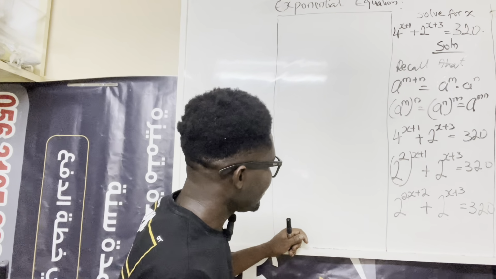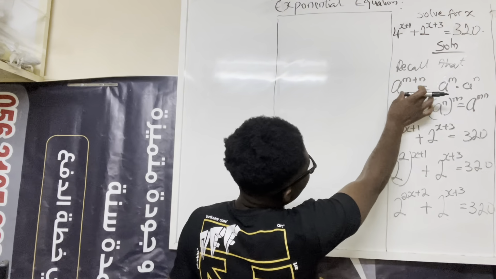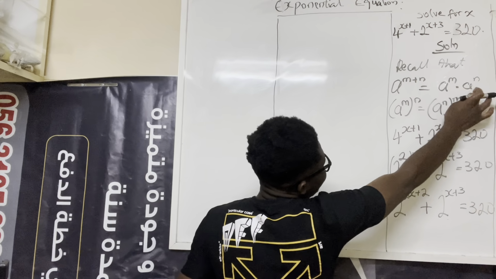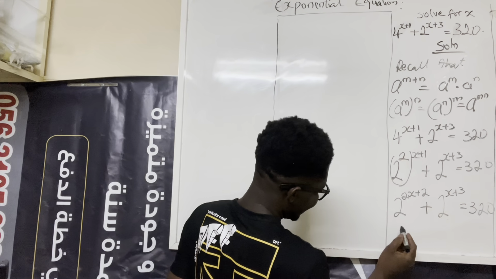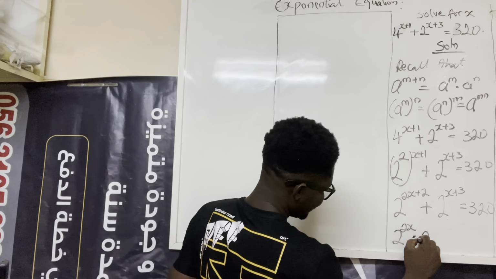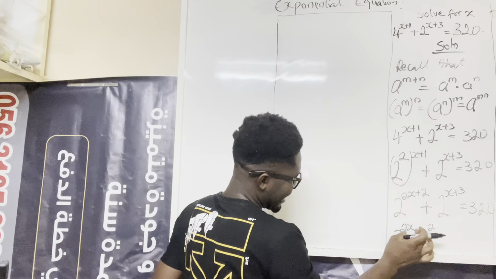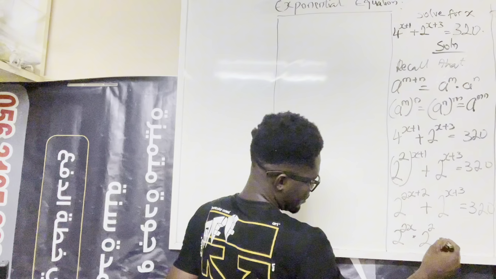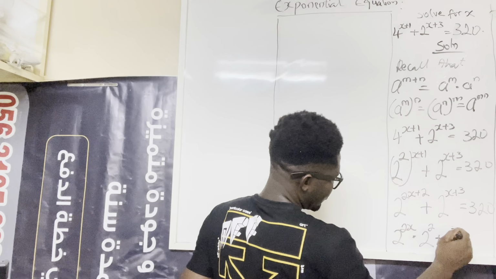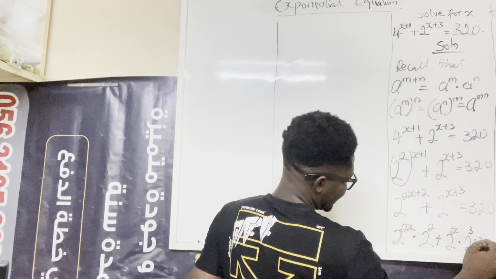Again, you have 2 raised to the power of x plus 3 equals 320. What are you going to do next? Come to this equation: a raised to the power of m plus n equals a raised to the power of m times a raised to the power of n. So let's split it here. You have 2 raised to the power of 2x multiplied by 2 raised to the power of 2, because since these two have the same base, if I take one of the bases, I add the powers. I come back to this, plus 2 raised to the power of x times 2 raised to the power of 3 equals 320.